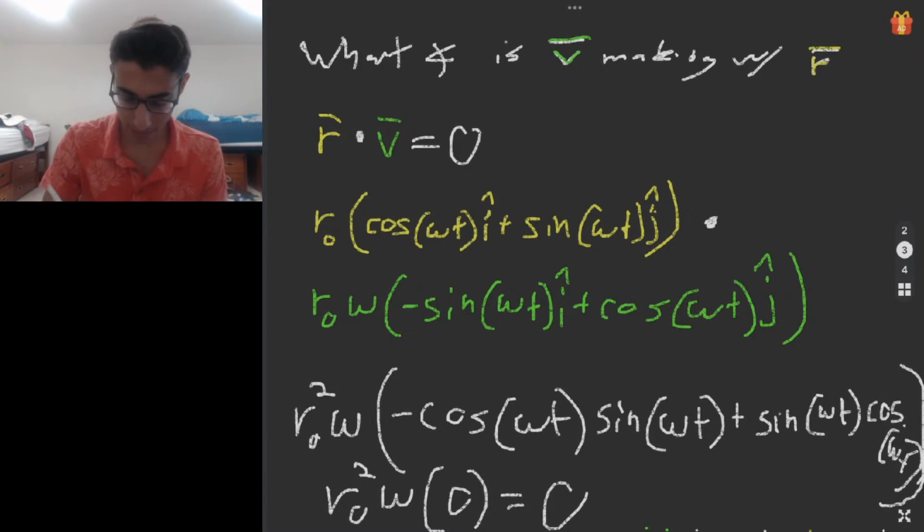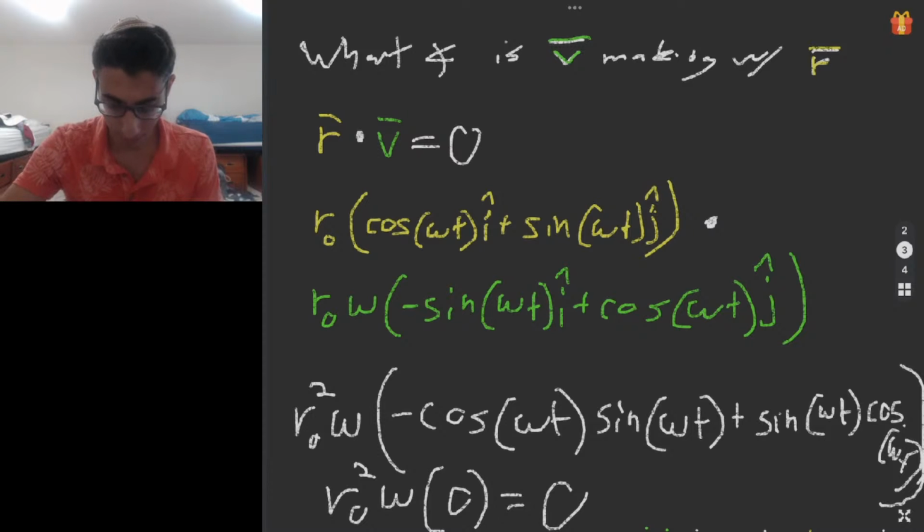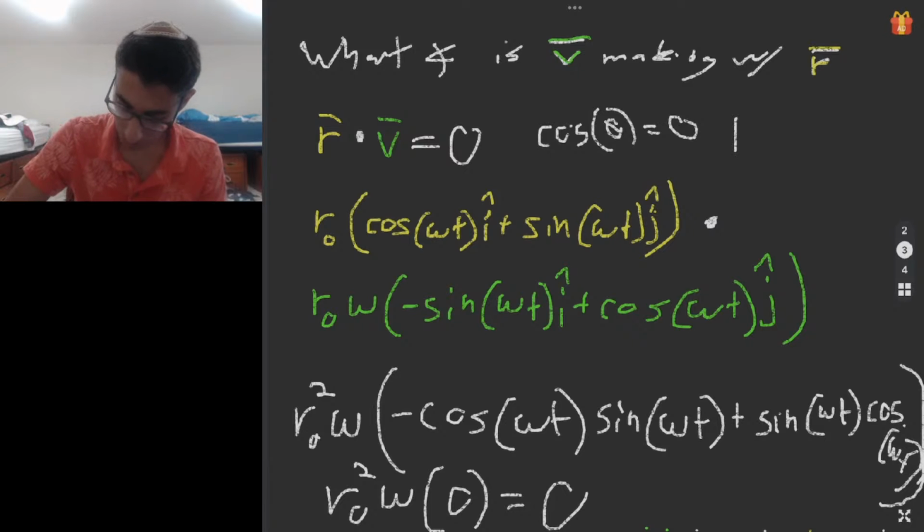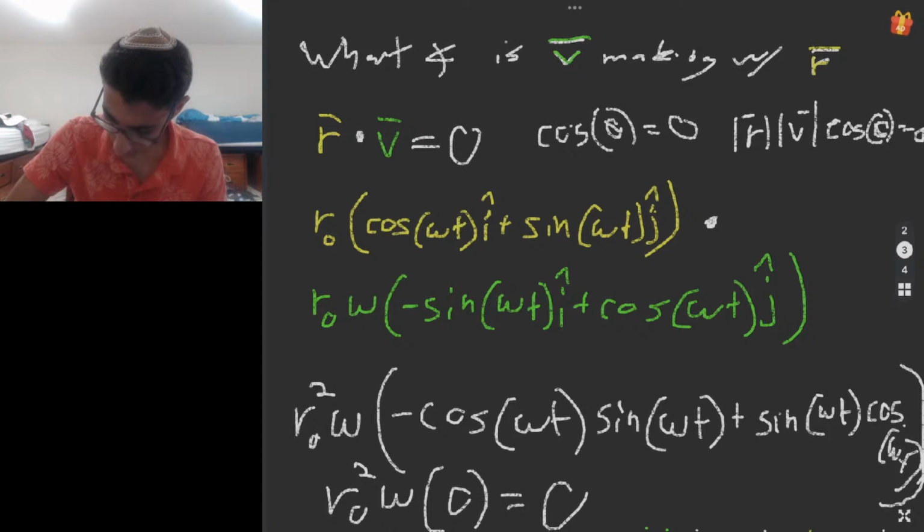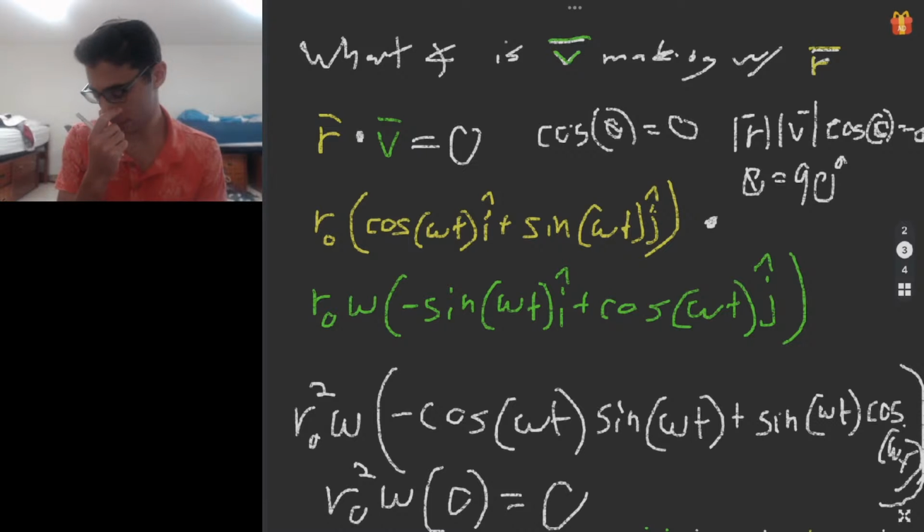So great, we know that the magnitudes of these two vectors are not equal to 0, but yet the dot product between them is equal to 0, which means that the cosine of theta between these two vectors equals 0. That's the only way to get the dot product equal to 0. It's going to look something like the magnitude of r times the magnitude of v times cosine of theta equals 0. And the only way for that to be true is if cosine of theta is equal to 0, which means that theta equals 90 degrees, because the cosine of 90 degrees is 0.